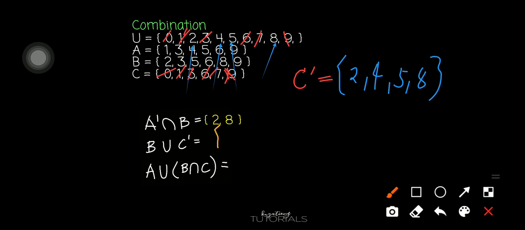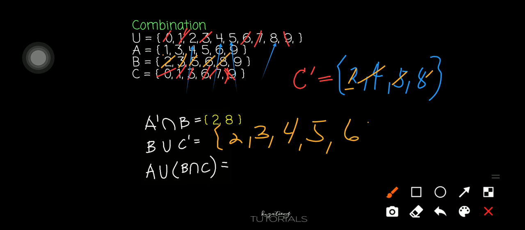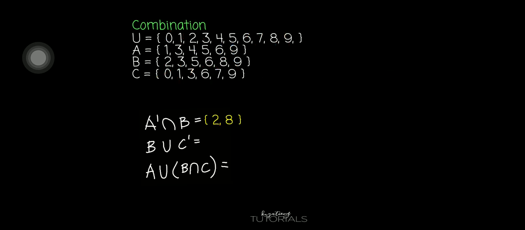So this is going to be 2, 2, 3, 3, then 4, 4, 5, 5, 6, 6, 8, 8, and 9. Okay, so 2, 3, 4, 5, 6, 8, 9.